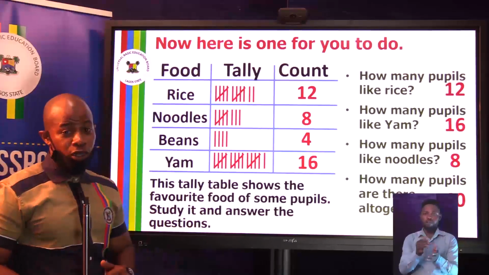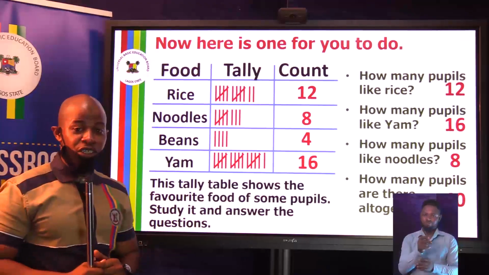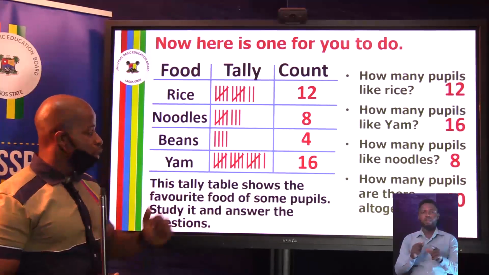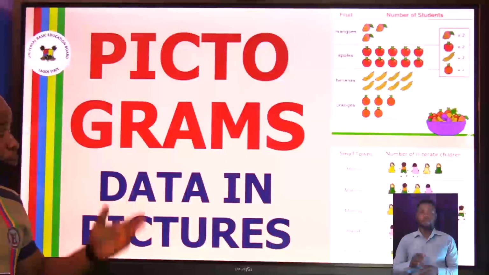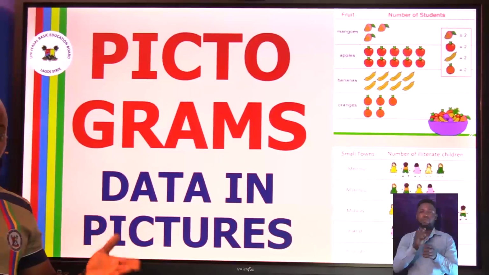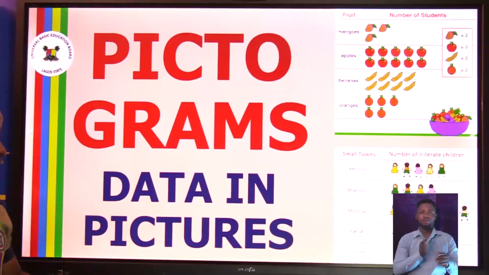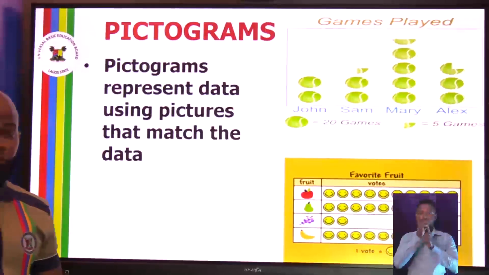I believe you got all that correctly. That means that you deserve a chair. Now let's move on to the next thing. Pictograms are a very, very beautiful way of organizing our data. We call them data in pictures.